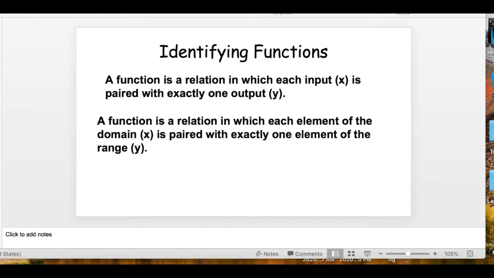Now, when I looked at your mock STAAR, quite a few of us missed questions over functions, and we really should not have missed those. So let's go ahead and start this week off with a simple task, identifying functions.